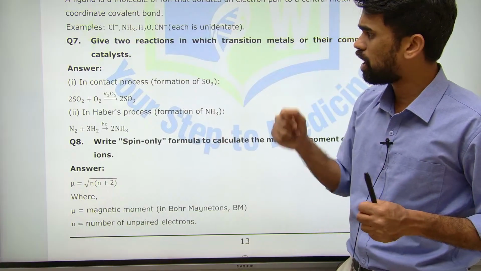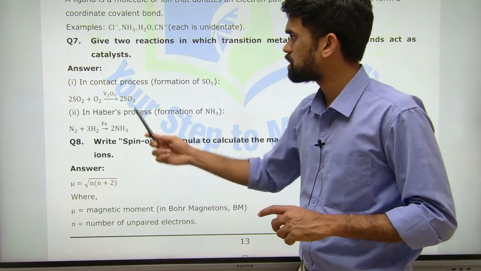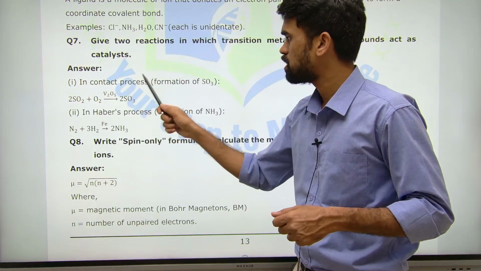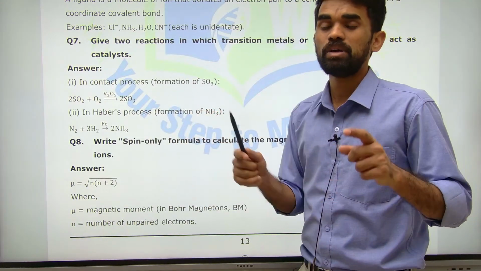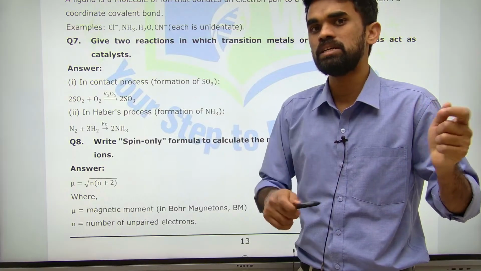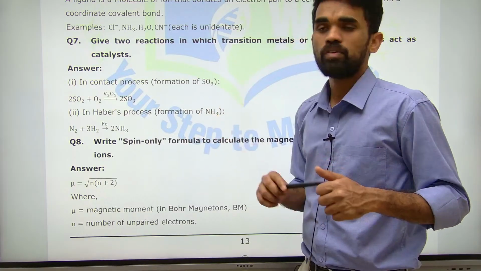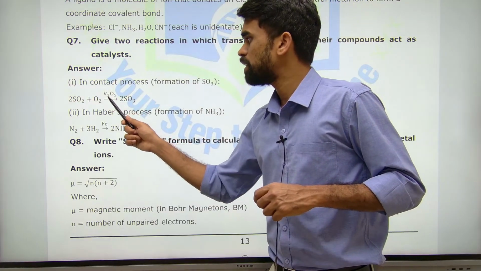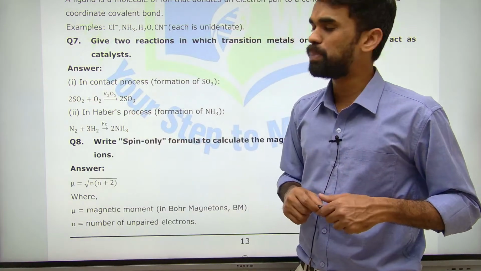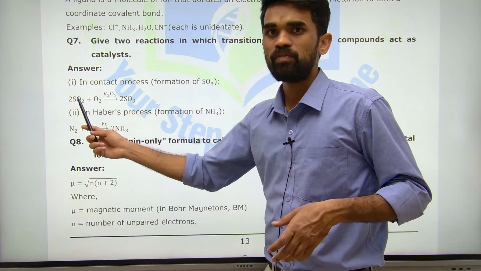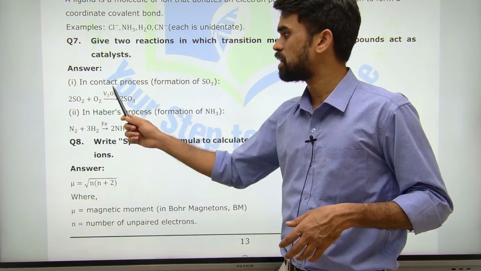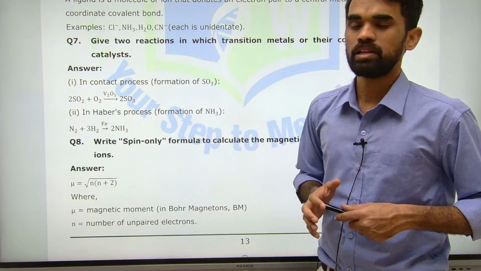There are some other examples also, in the contact process. That is for the production of sulfuric acid, where we first form SO3, sulfur trioxide. There we use V2O5. Vanadium pentoxide is used, where sulfur dioxide upon oxidation gives sulfur trioxide in the presence of the V2O5 metal oxide.